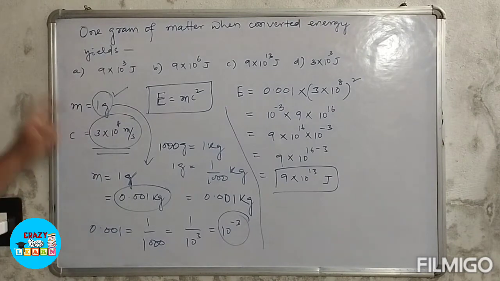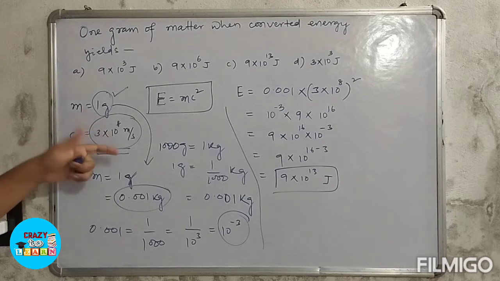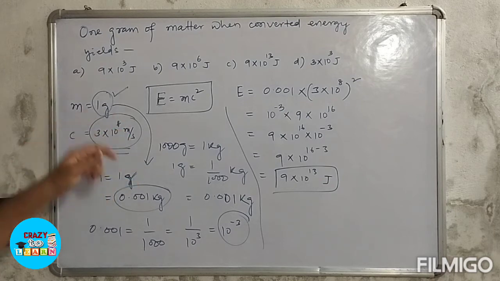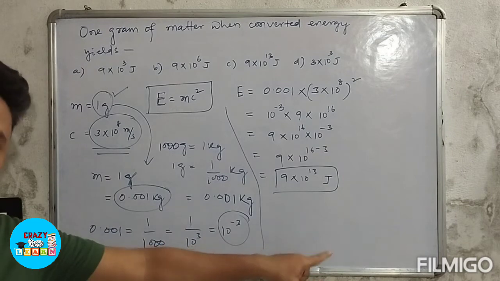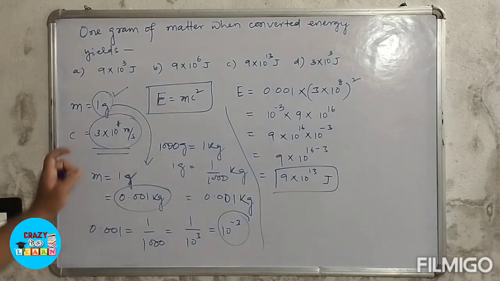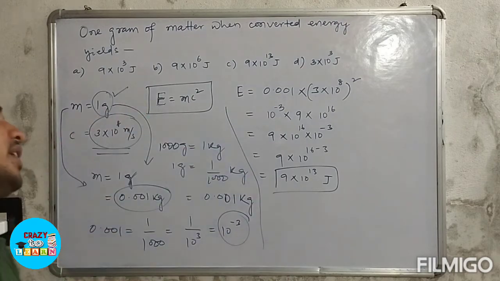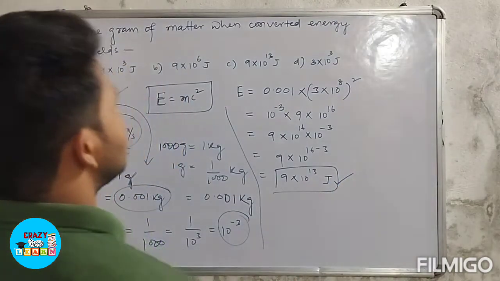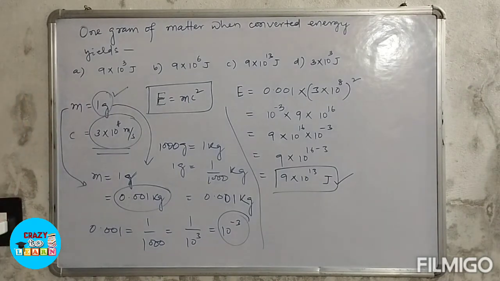If you solve the problem using mass in grams and you convert c to 3 into 10 to the power 10 cm per second, then we will get the answer in erg, the CGS unit. As I am converting the mass to kg, kg is an SI unit and meter per second is also an SI unit, so here we will get the energy in the SI unit, which is joule. Directly we will get the answer.